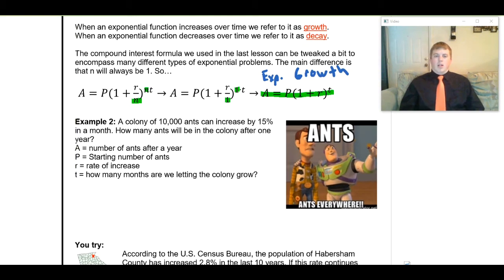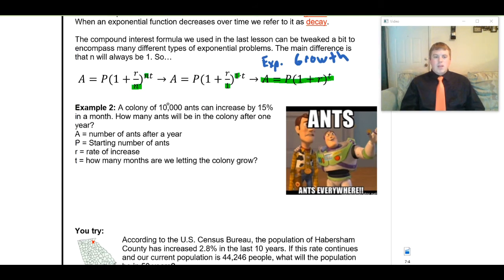We're looking at a colony of ants. We have 10,000 ants, and it's increasing by 15% a month. We want to know how many ants will be in the colony after 1 year. We're going to have the same basics as the compound growth formula. A is going to be the number of ants after a year, how much we have when it's all said and done. P is going to represent the starting number of ants, which in this case is 10,000. R is going to be our rate of increase. It's increasing by 15% a month.